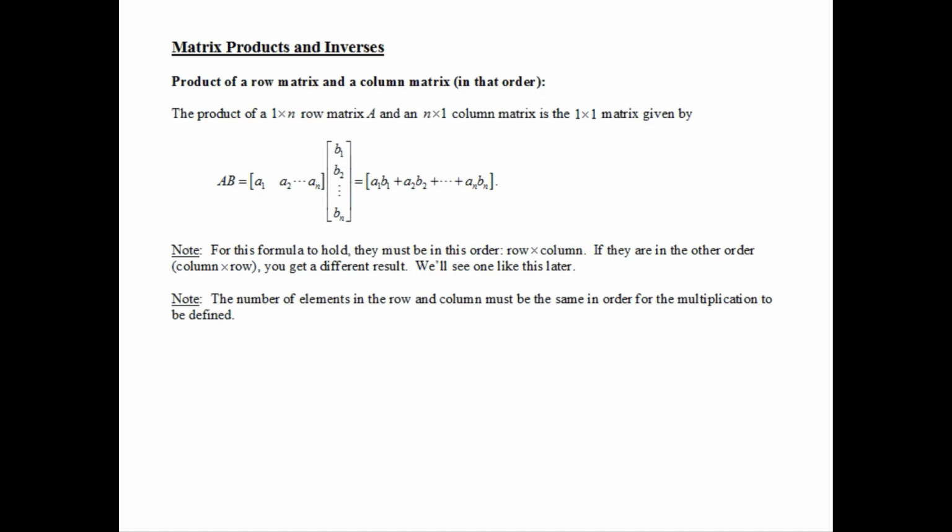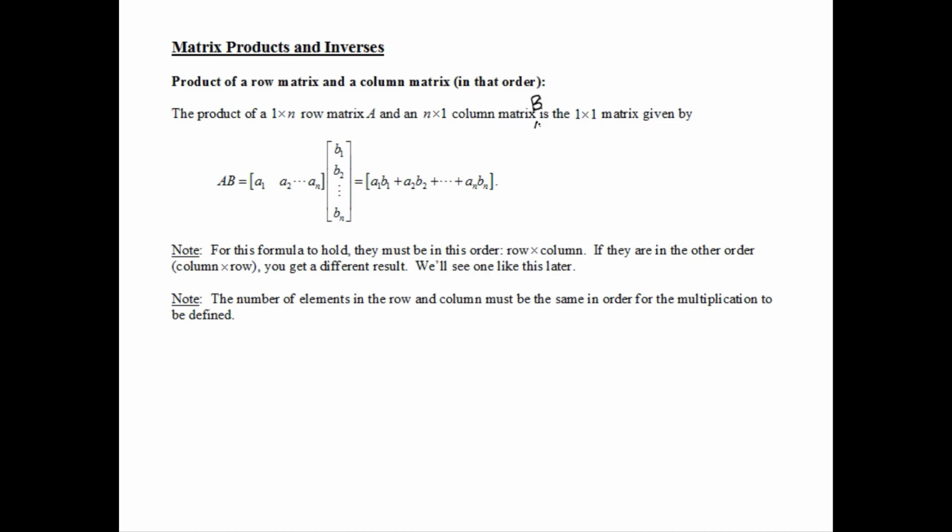Now we're going to learn how to multiply two matrices. First, we're going to start by multiplying a row matrix and a column matrix in that order. And we're going to multiply a 1 by n row matrix and an n by 1 column matrix. The name of my column matrix here should be B.